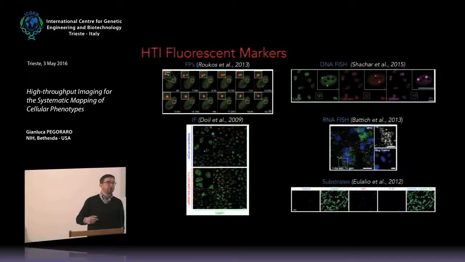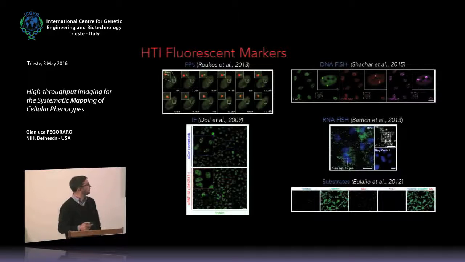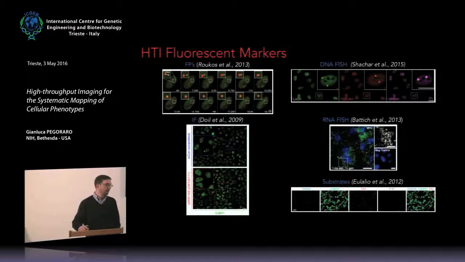So what can we actually use to generate a high-throughput imaging assay? The most common markers are stably expressed fluorescent proteins genetically fused to cellular markers of interest. But it's also possible to perform immunofluorescence in a high-throughput format. And so it is possible to detect the localization and/or levels of endogenous proteins in a high-throughput format.